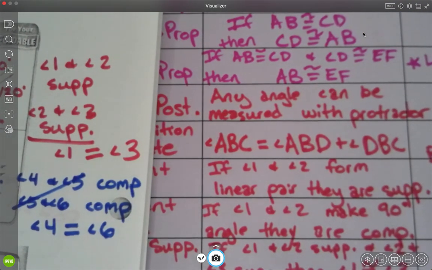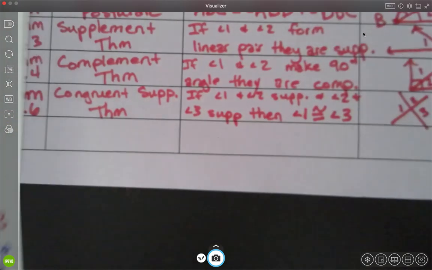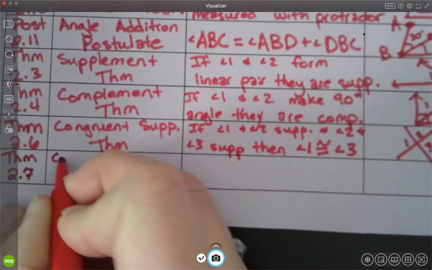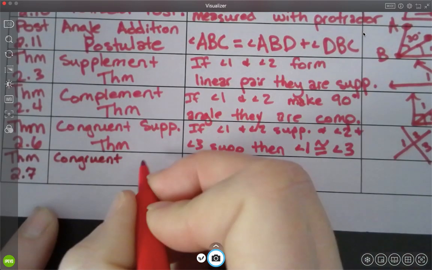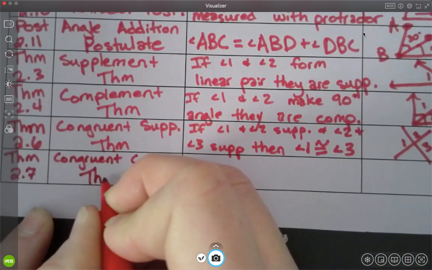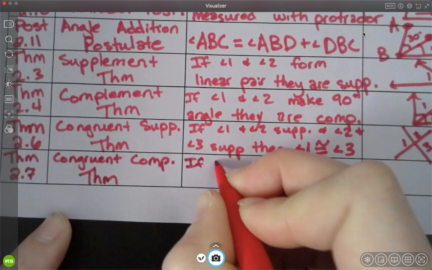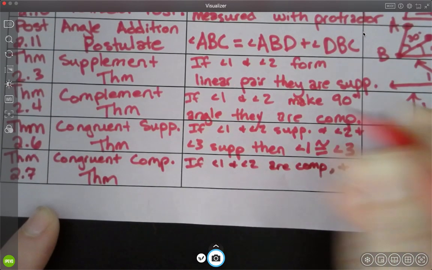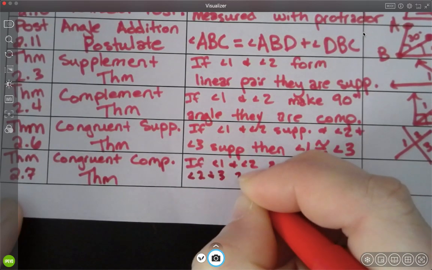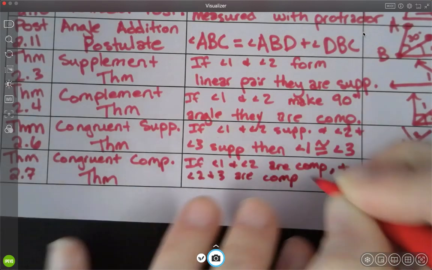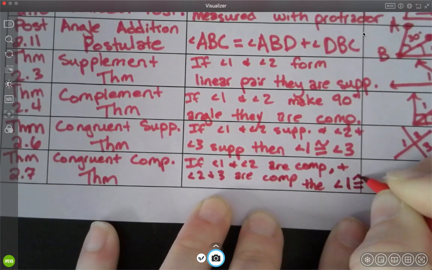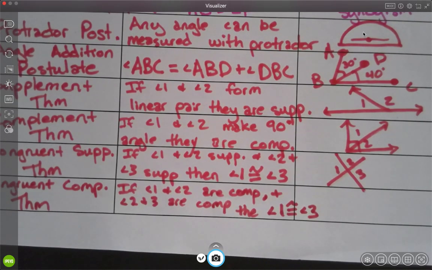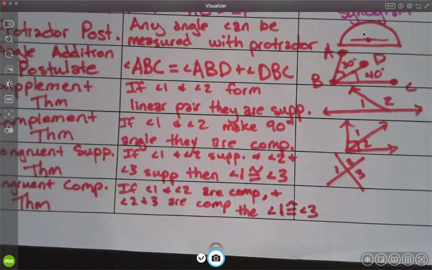I'm going to go back to my red pen over here. So this is theorem 2.7, the congruent complement theorem. If 1 and 2 are complementary, and 2 and 3 are complementary, then 1 is congruent to 3. It's basically the same wording as above, but complementary instead of supplementary. So if you want to rewrite this statement again with complementary in there, you sure can do that.